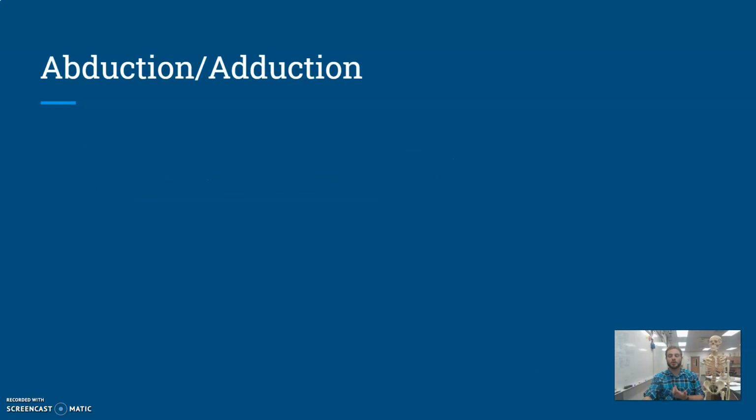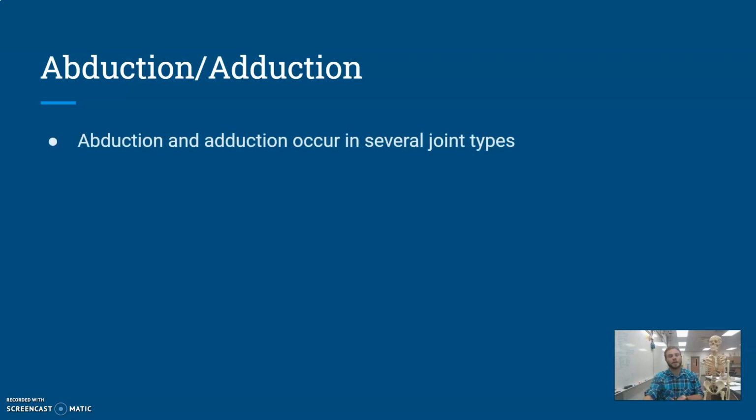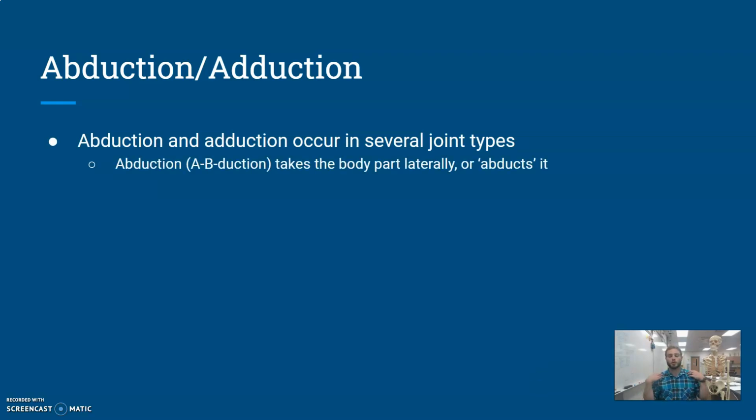Then you have abduction and adduction. Again, I'll call these abduction and adduction. Sometimes it's really difficult to hear which one somebody says. These occur in several joint types. Primarily, you're going to see them in your shoulders and in your hips. Abduction is going to be when you move a part of the body laterally. Remember, laterally is away from the midline. So the way I like to think of this, whatever that body part is, it's being abducted from the midline. So it is moving away from the midline. If somebody abducts something, they take it away.